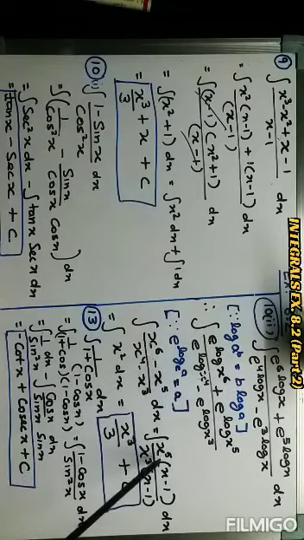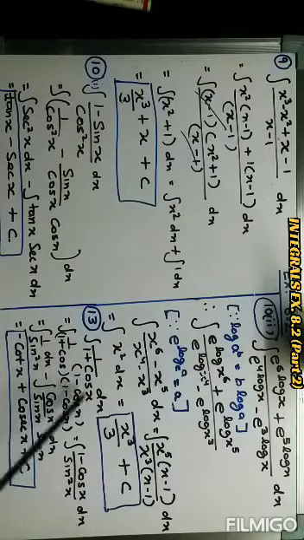Now take out x to the 5 common from these two terms, and x cube common from these two terms. x minus 1 is left over. This gets cancelled out. x to the power 5 upon x cube becomes x square. So integrate this value. This becomes x cube upon 3.